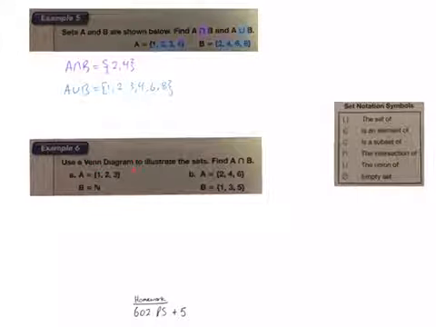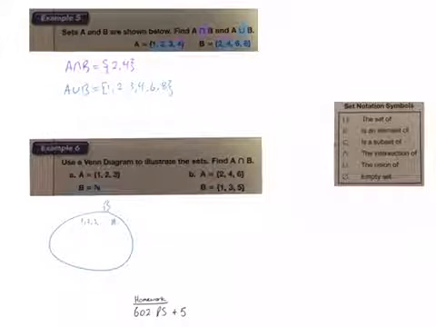Example 6 says use a Venn diagram to illustrate the sets. Find A intersection B. So we're supposed to use a Venn diagram to show these two sets, and then find the intersection, the things that both these sets have in common. To draw a Venn diagram of set B, I'm just going to draw a circle. That's the natural numbers, which is 1, 2, 3, etc. Keep going on up from there, all of them. So this is set B, the natural numbers. Set A is simply the set that contains 1, 2, and 3. So this is set A. If I want to talk about the intersection of A and B, that would just be the set that contains 1, 2, and 3.